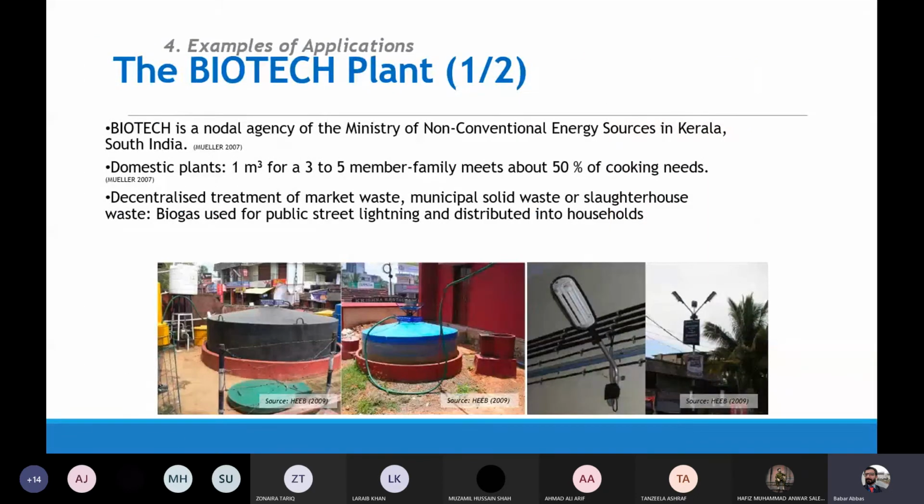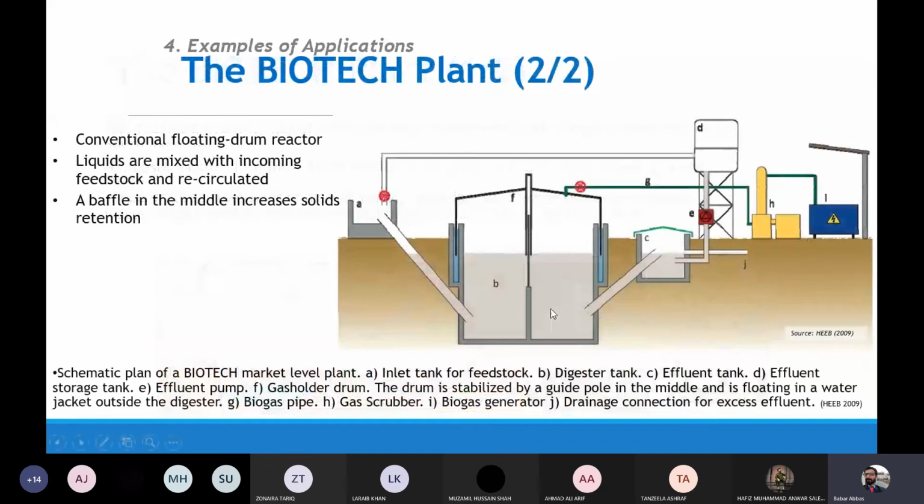This is much larger as compared to the previous setup. It can also be installed at the household level where you are having livestock, and it can obviously be used for different purposes. Then we have the major plant, which can be helpful in providing the source of energy to the grid station or some industry.